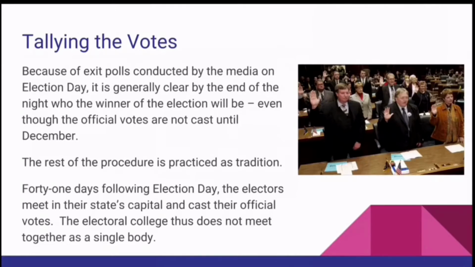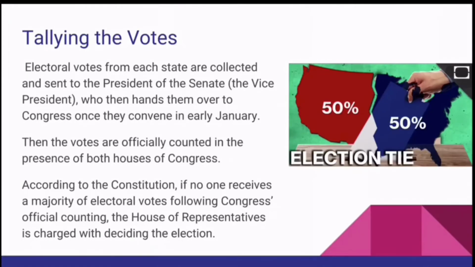41 days after Election Day, the electors meet in the state capitol and cast their official votes. The Electoral College does not need to meet together as a single body. Electoral votes from each state are collected and sent to the President of the Senate, who then hands them over to Congress once they convene in early January. Then the votes are officially counted in the presence of both houses of Congress.